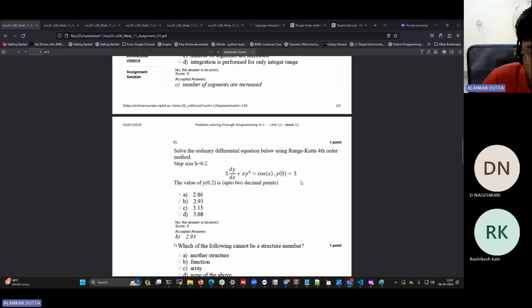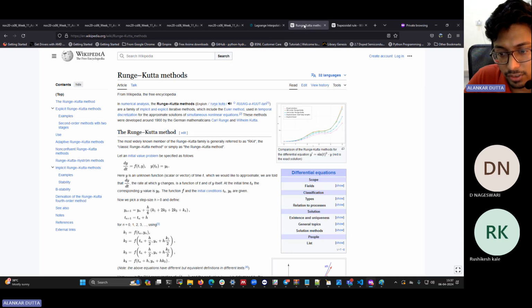So we are going to solve this with some step size, and we are being asked to find out the value of y at x equals 0.2. So it's just one step size away from where we are starting. So we are starting at 0, and we are asked to find out the value of y at 0.2. So let me just briefly recap how this Runge-Kutta method works.